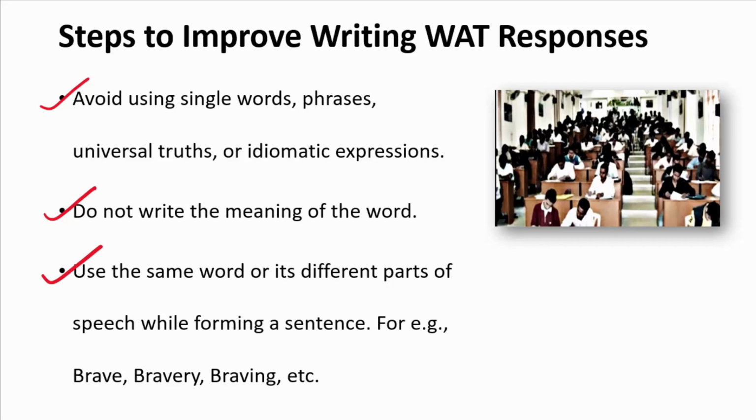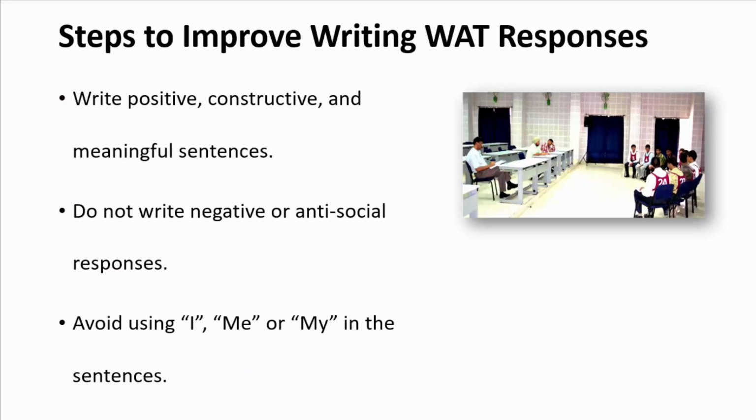For example, if the word brave is displayed on the screen, you can make sentences with either brave or bravery or braving. Next, write positive, constructive, and meaningful sentences. Do not write negative or antisocial responses. Avoid using I, me, or my in the sentences. This will show you are self-centric. For example, instead of writing, I choose my friends carefully, you can say, people say to choose your friends carefully.